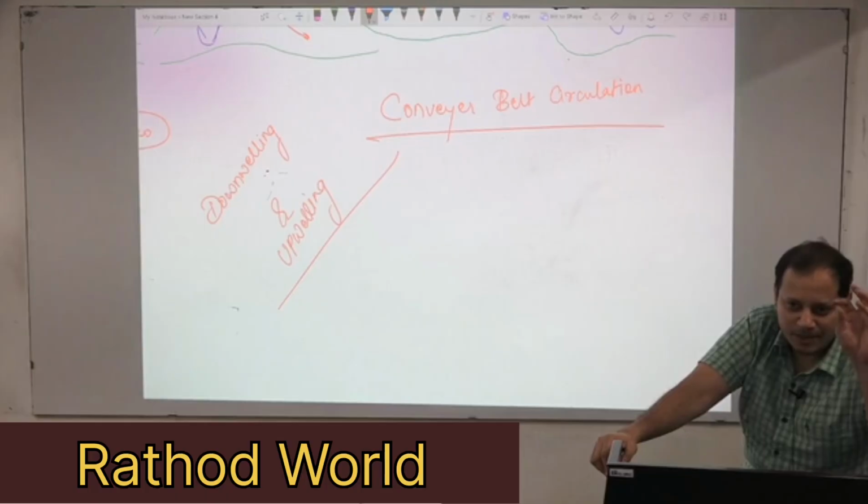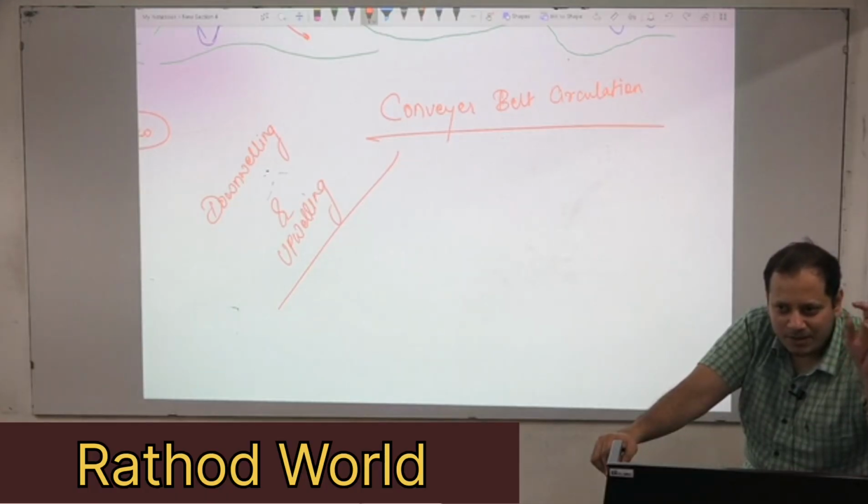His doubt was very logical. His doubt was कि हम कहते हैं upwelling of Humboldt current, upwelling of Benguela current, ये तो surface currents है. Then why we call it as an upwelling?